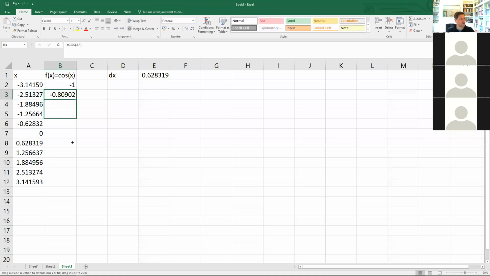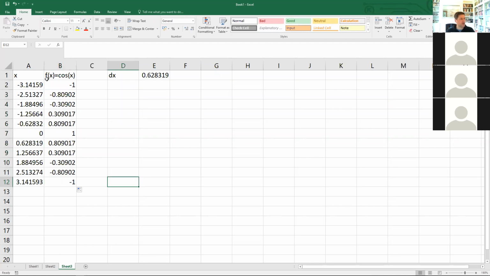The other way of copying that's easy is to drag the corner. You see the little square in that corner? You can click on that, drag it down, and then that will copy that cell all the way down to the bottom. So we've done that. That's great. We've got the data for x and f of x, and now we want to just look at it.